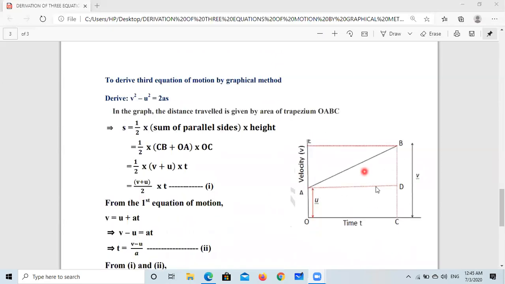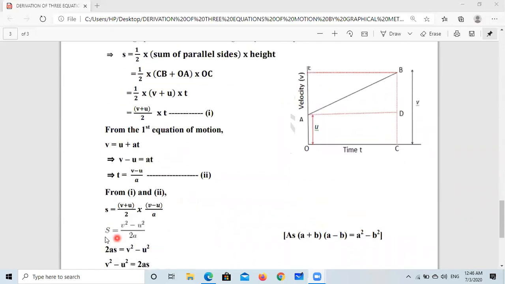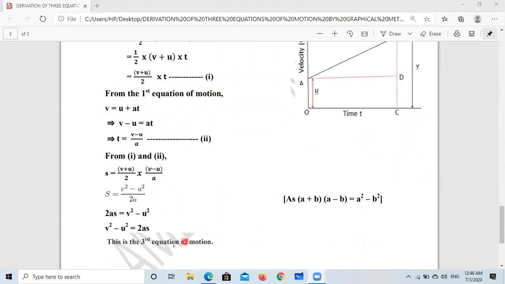In the case of the third equation of motion, again we first find the area of this figure, but we apply the formula for a trapezium: 1/2 into the sum of parallel sides BC plus OA, V plus U, into height T. We find the value of T from the first equation of motion as V minus U by A, and we put this value in. So V plus U into V minus U, V square minus U square, over 2 into 2A, so S equals V square minus U square upon 2A. So 2AS equals V square minus U square. This is the third equation of motion.